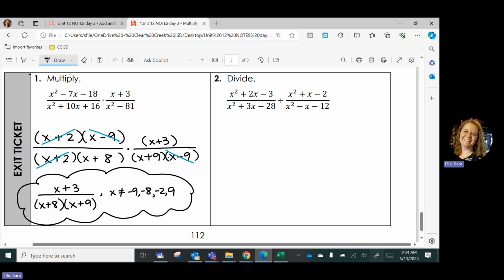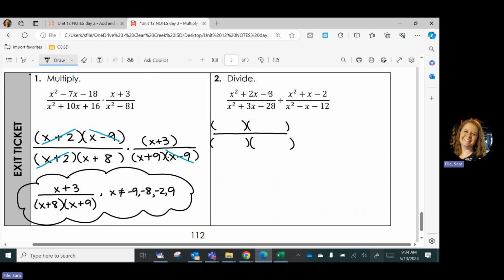Now 2 is very similar. Dividing is almost the same. We just have to do the keep, change, flip. So we keep the first as is. I mean, we factor it, but we keep the numerator as the numerator and the denominator as the denominator.